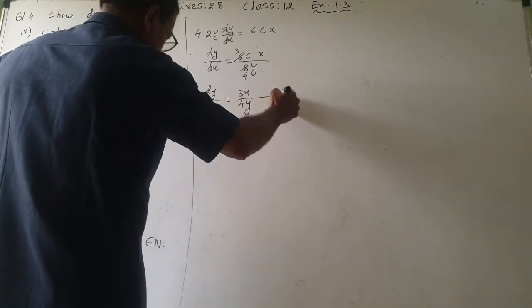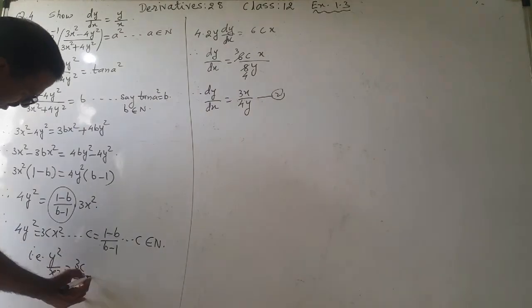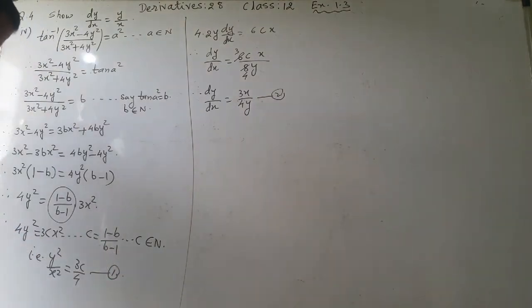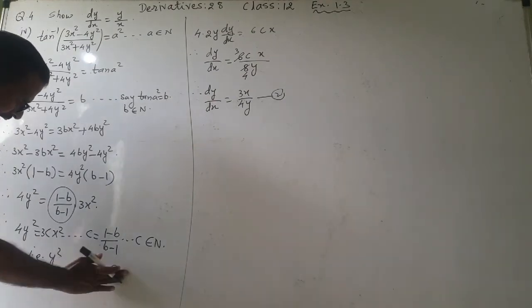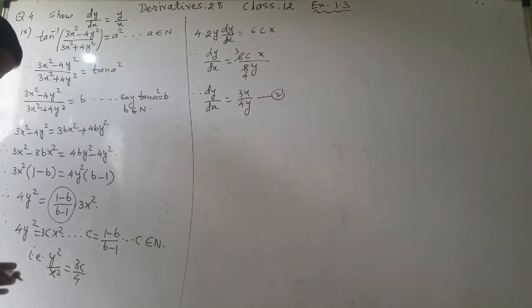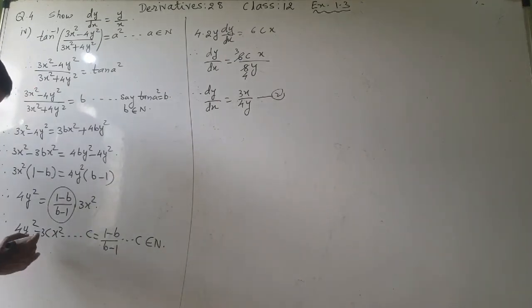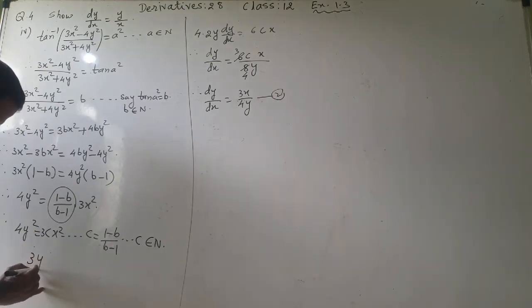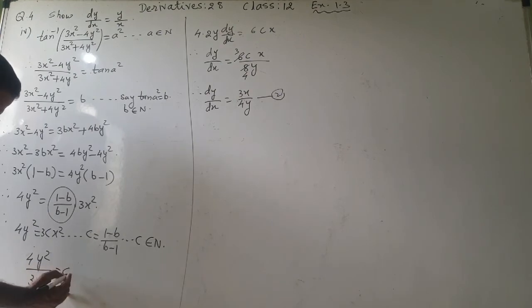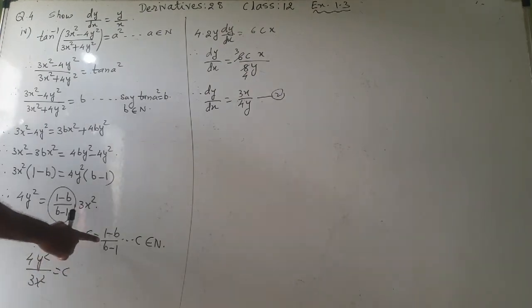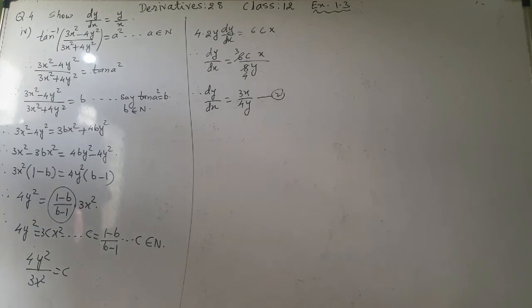This is your 2, and here we will give the number 1. What is c, that I will find, and then I will give the number. So c will be 3y square upon 4y square upon 3x square is equal to c. So c is equal to this also, and c is equal to this also.